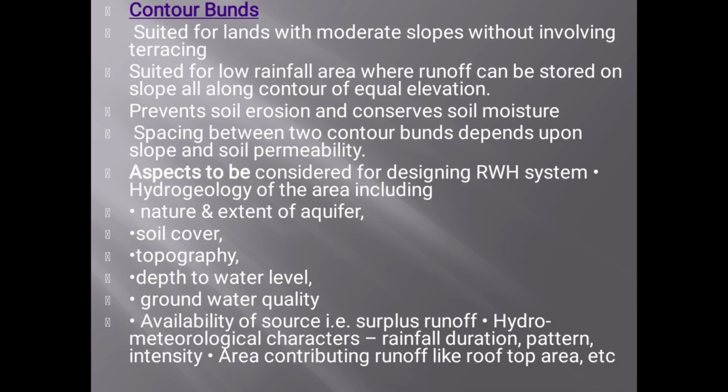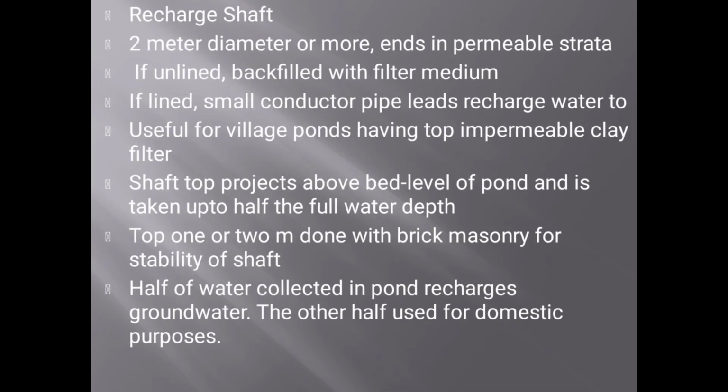Aspects to be considered for designing rainwater harvesting systems are the hydrology of the area including nature and extent of aquifer, soil cover, topography, depth of water level, groundwater quality, availability of source, that is surplus runoff, hydrometeorological characteristics, rainfall duration, pattern, intensity, and area contributing runoff like rooftop area, etc.